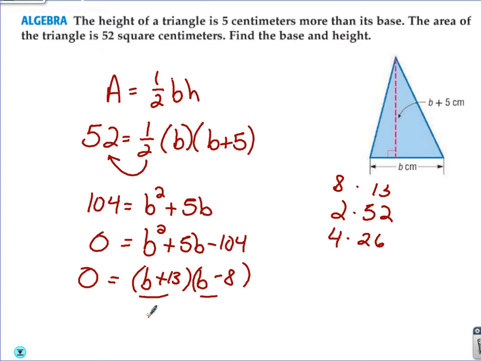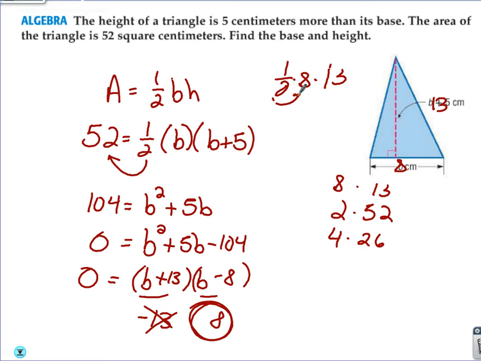So B would either have to be that or, look at your drawing. Can B be negative 13? No. Most of the time on these problems you can throw out your negative. B is 8. And you can check that. That would make your base 8. That would make your height 13. And you can check that 1/2 times base times height. 1/2 times 8 times 13 gives me 4 times 13, which is 52.